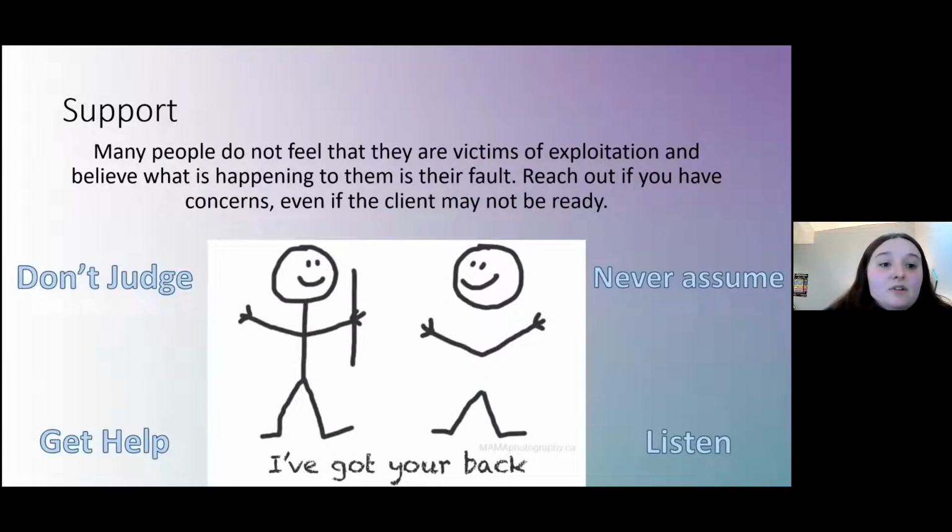Many people do not feel that they are victims of exploitation and believe what is happening to them is their fault. Please reach out to us if you have any concerns or questions regarding if the client you're working with is a trafficking victim. We are more than happy to chat with you about ways we can provide services or what the next steps are. The youth may just need some extra support and someone that they can go to when they need something or when something happens.